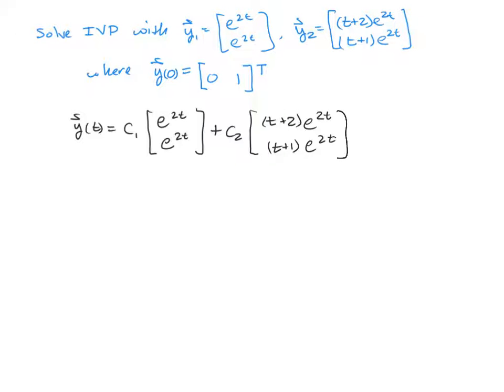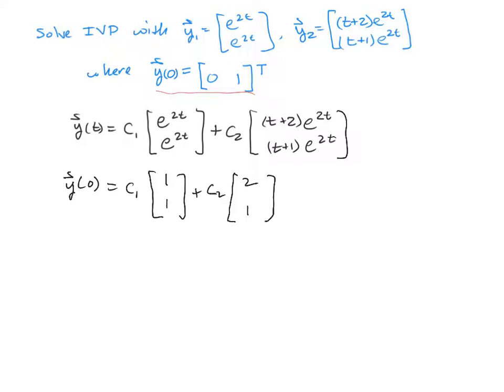All right, now we want to make sure that our y of 0 is equal to 0. So now we will evaluate this at 0. So y of 0 is c1 times the above vector evaluated at 0, which is 1, 1, plus c2 times the other solution vector evaluated at 0, which is going to be 2, 1, and that must be equal to our given value of y of 0, which was 0, 1 transpose, which of course means that's just a 0, 1 vector rotated on its side.